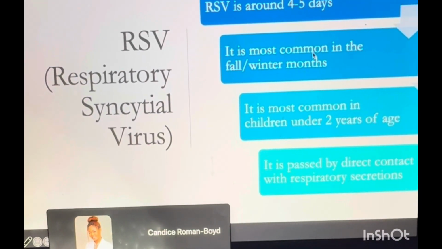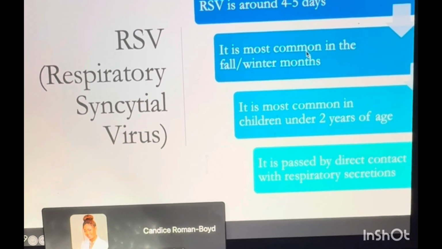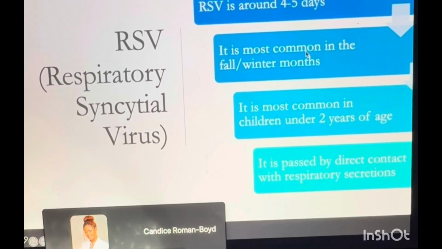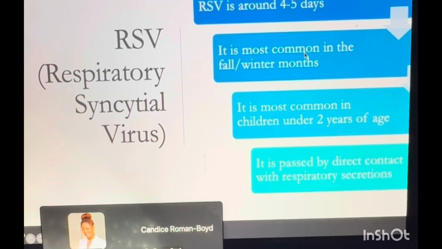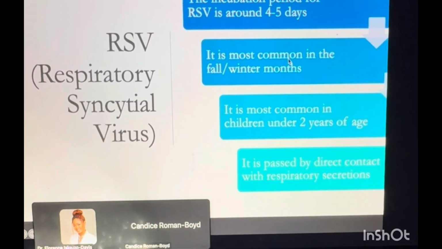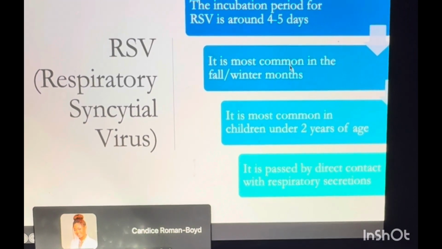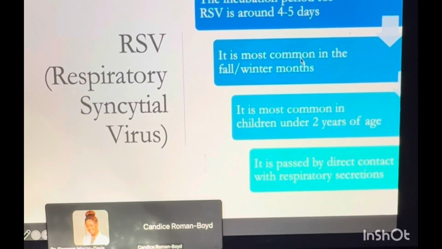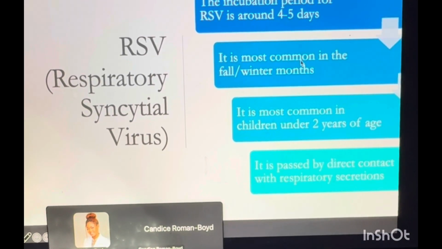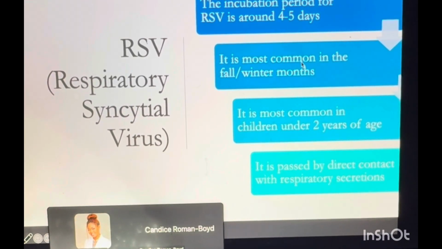So this is just a little bit about RSV. RSV, like I was saying, is the most common virus that causes bronchiolitis in kids and babies under 2, or children under 2. The incubation period is usually around 4 to 5 days. It's most common in fall and winter.